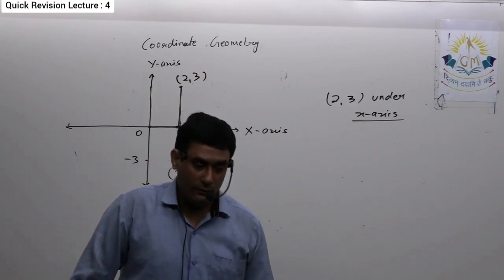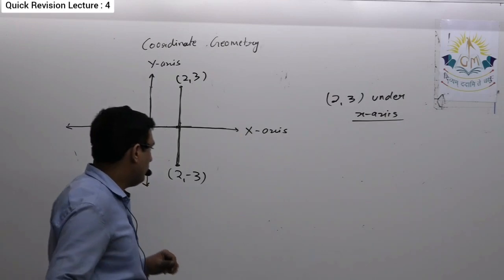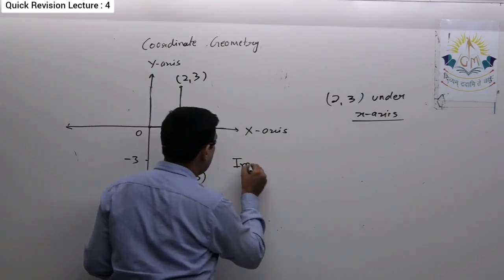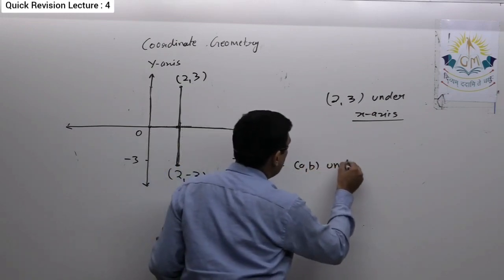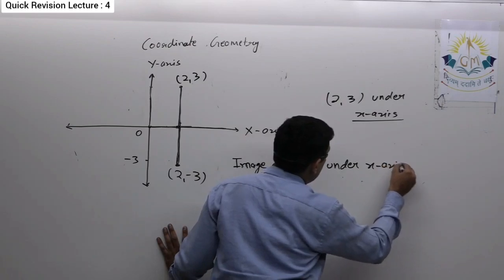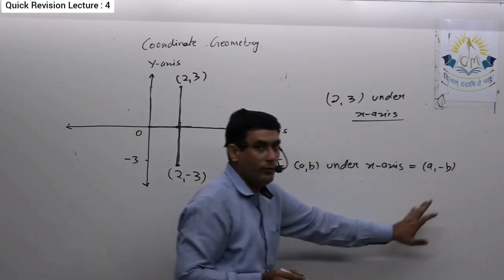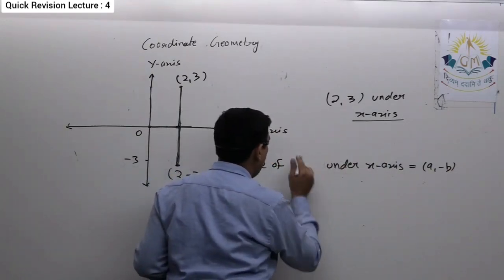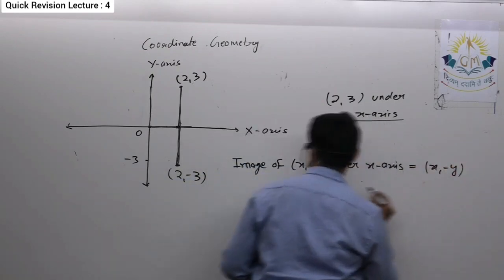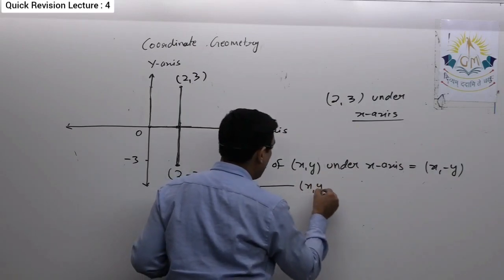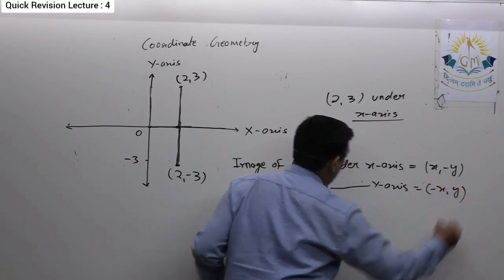and when we have to find the image of that point under the y-axis, we'll interchange the sign of its x coordinate. So you can take a note like this: the image of (a, b) under the x-axis is (a, -b). I simply interchange the sign of the y coordinate, or instead of (a, b) you can write (x, y). So here it will become (x, y), and the image of (x, y) under the y-axis will be (-x, y).